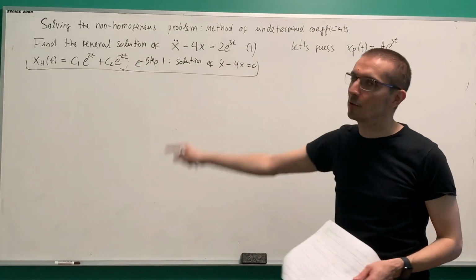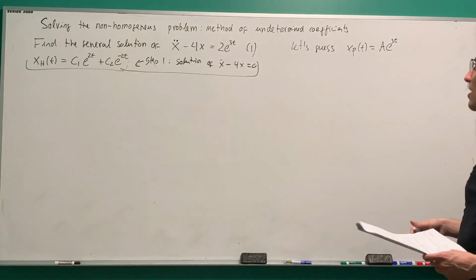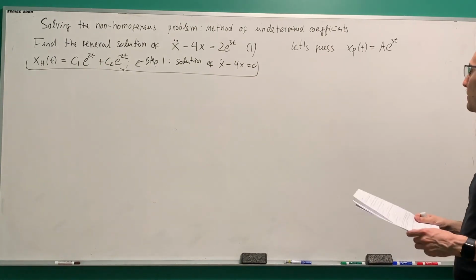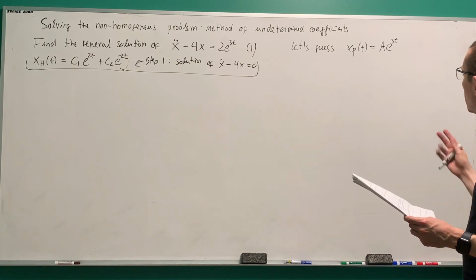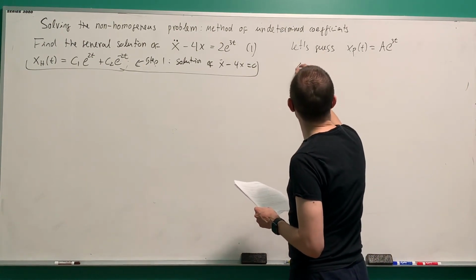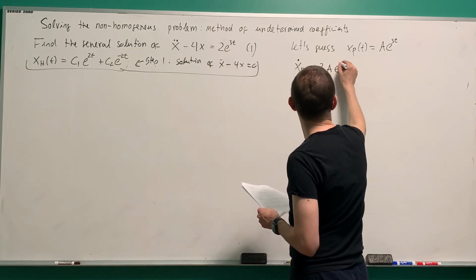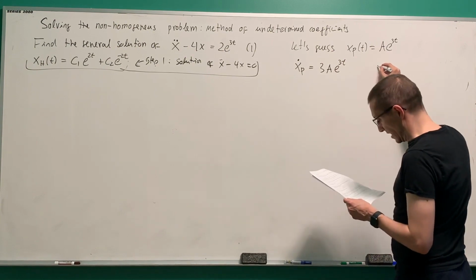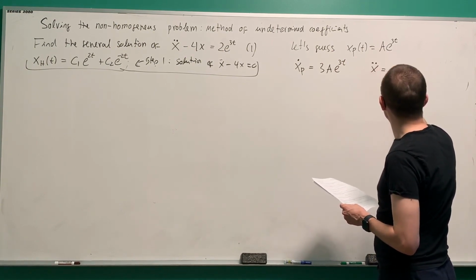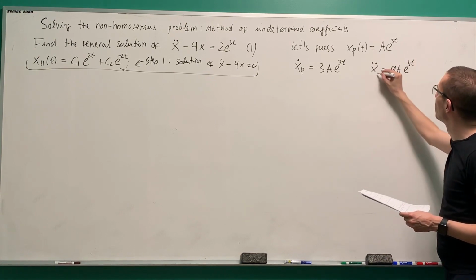xp is independent from the solutions to the homogeneous problem. We will see what the problems are when they're the same and why we have to upgrade. Anyway, so we guess that. Let's compute the derivatives. So xp dot would be 3a e to the 3t, and xp dot dot would be 9a e to the 3t.